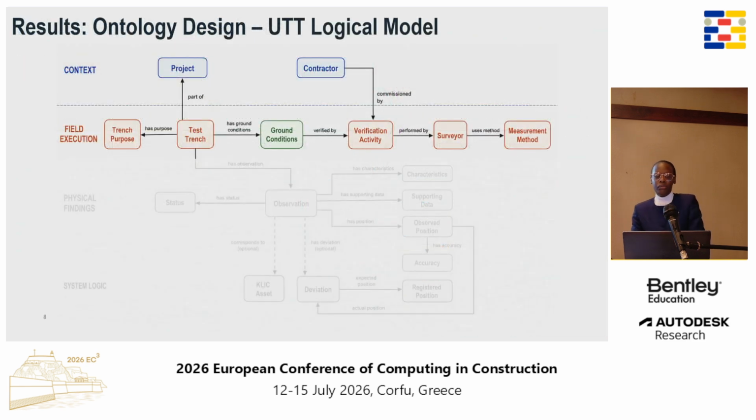Now, the logical model here begins with two layers that establish where and how field data originates. So the context of the project and how field data is collected: what is the purpose of the test trench that is dug, what are the ground conditions, and who verified. You will realize that these triples here are the ones that will form the extensible data model that we'll work on, where a test trench is always part of the project and the verification activity that confirms where the test trench was dug and who dug it, so that it can be traceable.